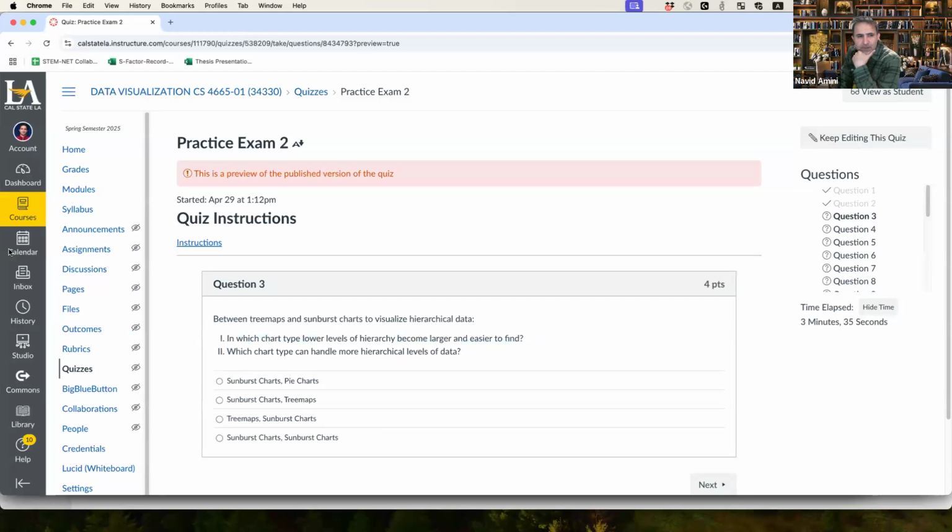So this question, we are kind of early, but I'm gonna answer it anyway. We are deciding between tree maps and sunburst charts. You are gonna learn this week, but for the sake of the practice exam, I'm gonna go over it. In which chart type lower levels of hierarchy become larger and easier to find? That's sunburst charts.